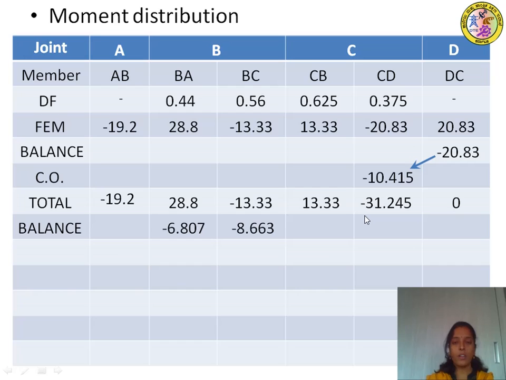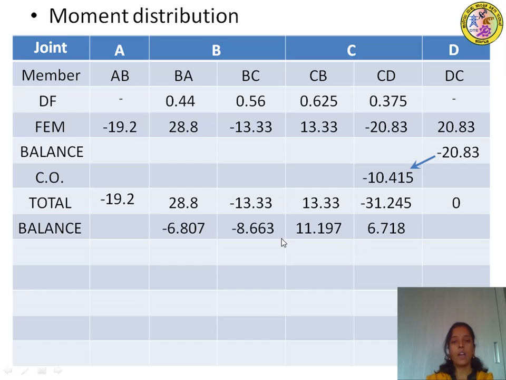So 17.915 into 0.625 will be equal to 11.197. Next, 17.915 into 0.375 will be equal to 6.718. So now we have balanced joint C.